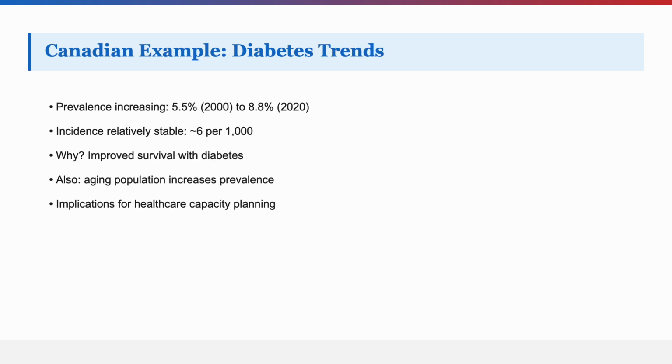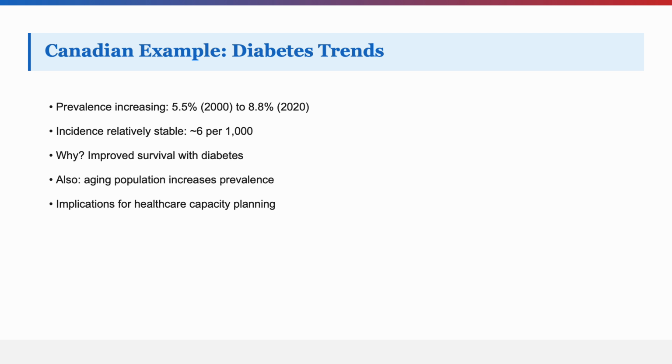Let me illustrate these concepts with Canadian diabetes data, something directly relevant to healthcare management. Diabetes prevalence in Canadian adults has increased dramatically, from about 5.5% in 2000 to 8.8% in 2020. That's roughly 3 million Canadians living with diagnosed diabetes. But here's what's interesting, diabetes incidence has been relatively stable, around 6 per 1,000 person-years. New cases aren't increasing dramatically. So why is prevalence rising if incidence isn't?